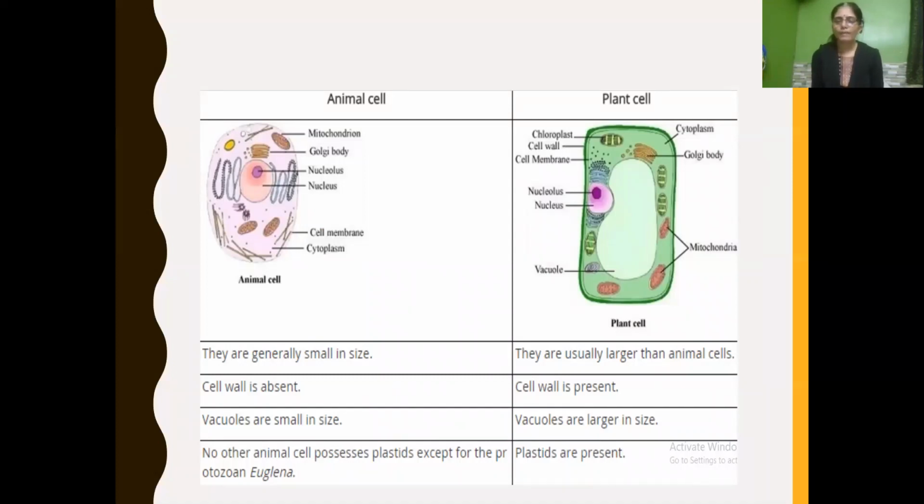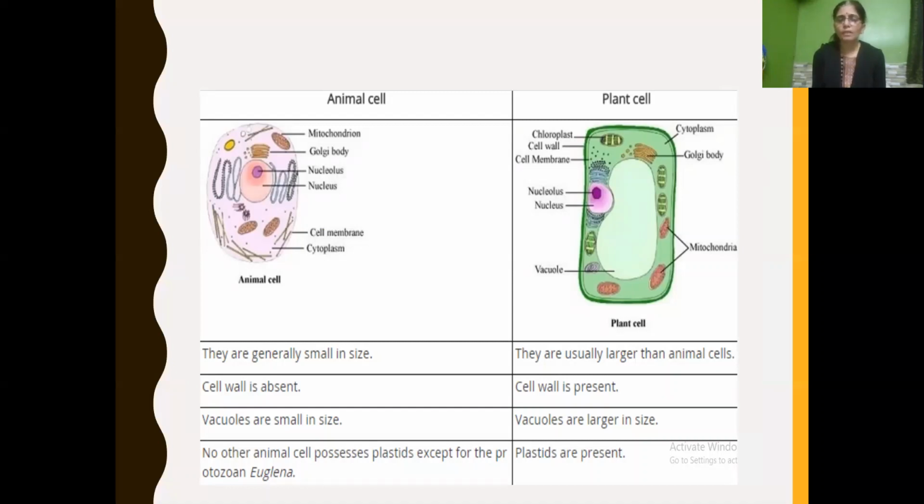So finally we can conclude that animal cells are generally small in size and round in shape, and plant cells are usually larger than animal cells and rectangular in shape. In animal cells, the cell wall is absent. In plant cells, the cell wall is present. And in animal cells, vacuoles are small in size as well as many in number. And in plant cells, vacuoles are larger in size and very few, only 1 or 2 will be there.